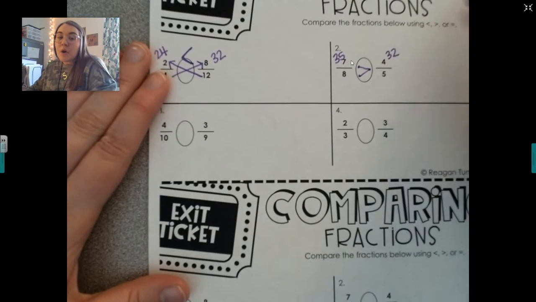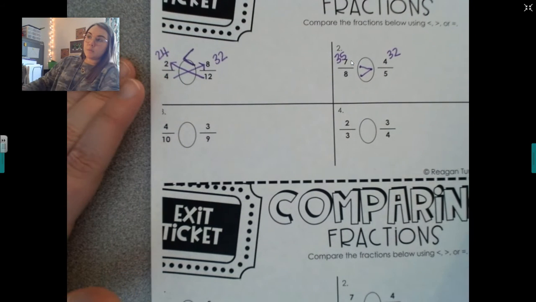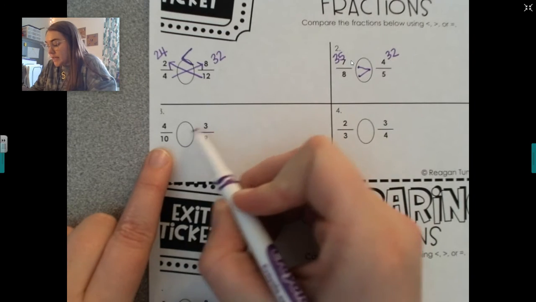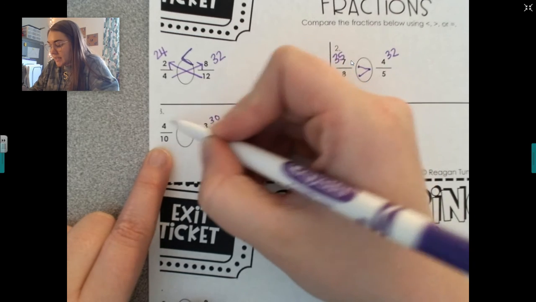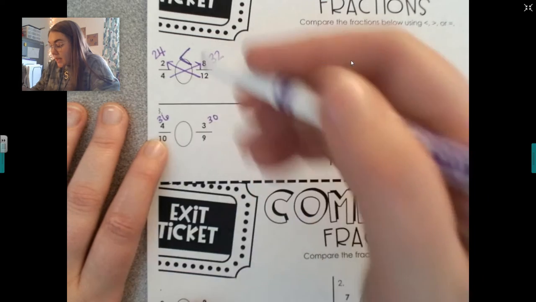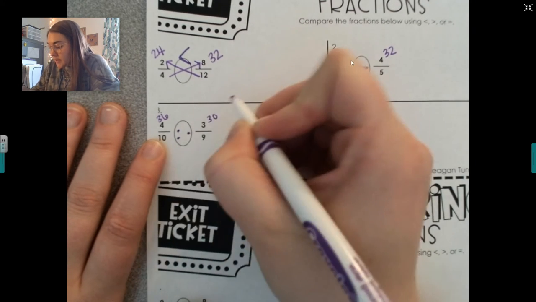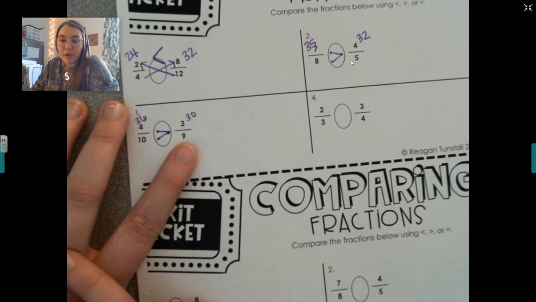All right, let's try another one. When I cross multiply, this is how I compare fractions to see which one is bigger, which one is smaller, or if they are equal. I go 10 times 3 is 30. Yes, you're right. And 9 times 4 is 36. Now I draw my 2 dots to the bigger number, 1 dot to the smaller number, and I connect the dots. So 36 is greater than 30.